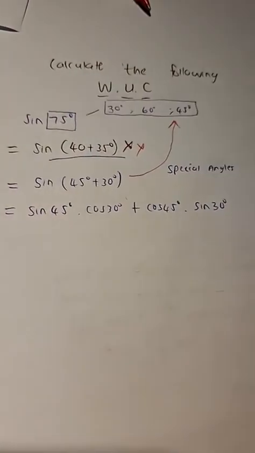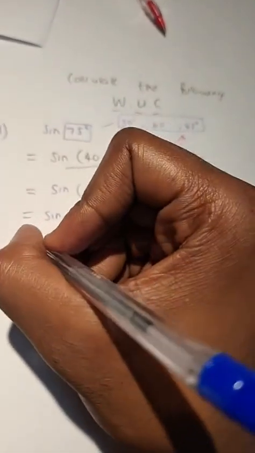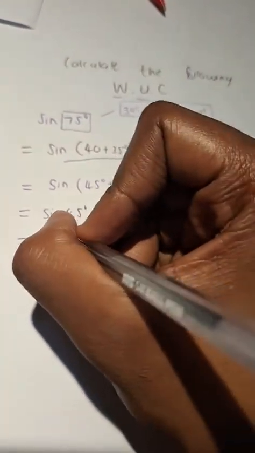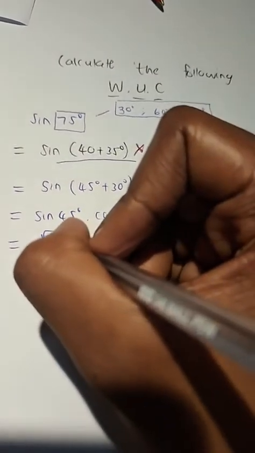Then of course, guys, we have special angles. So this is very nice and sweet. All we need to do is just utilize our special angles. So this is root 2 over 2.